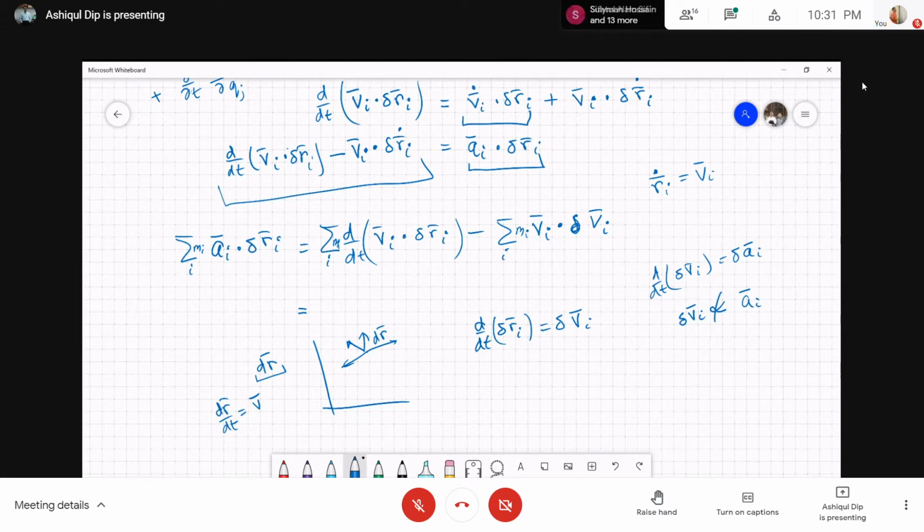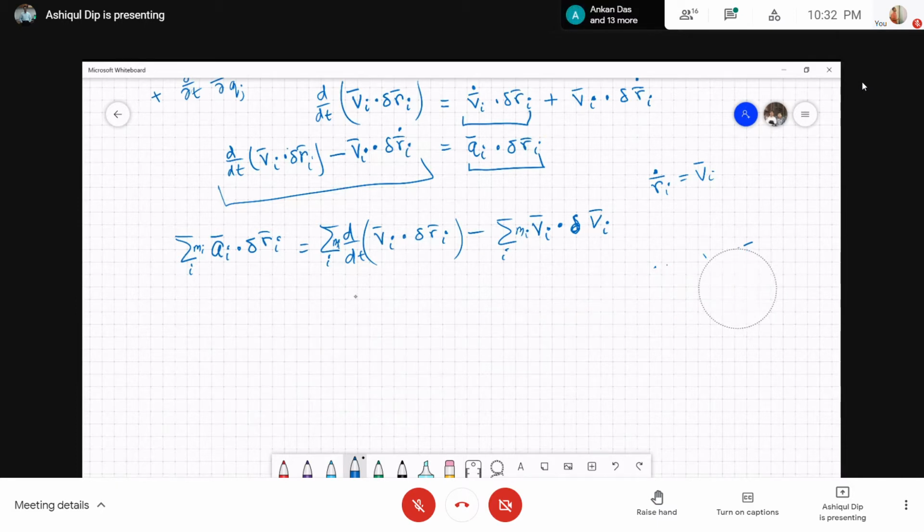We'll see what this variational derivative means in a moment. Just hold on to it a little bit. Or if you are not comfortable with this notation, I can do it in a more rigorous way. That I can do.